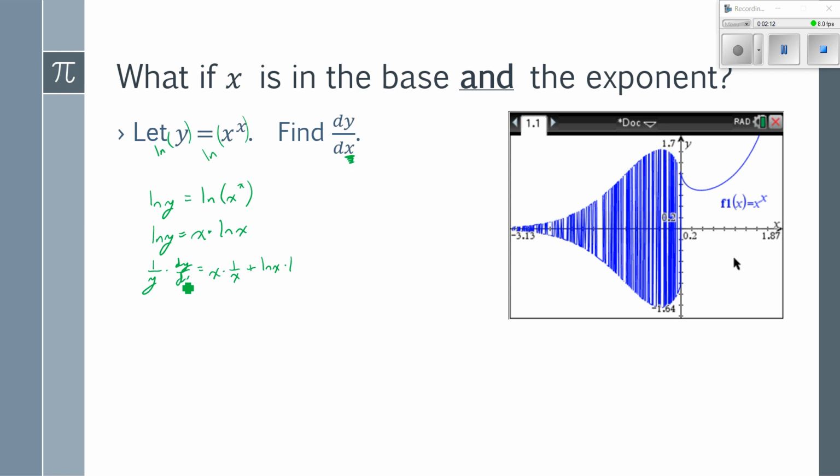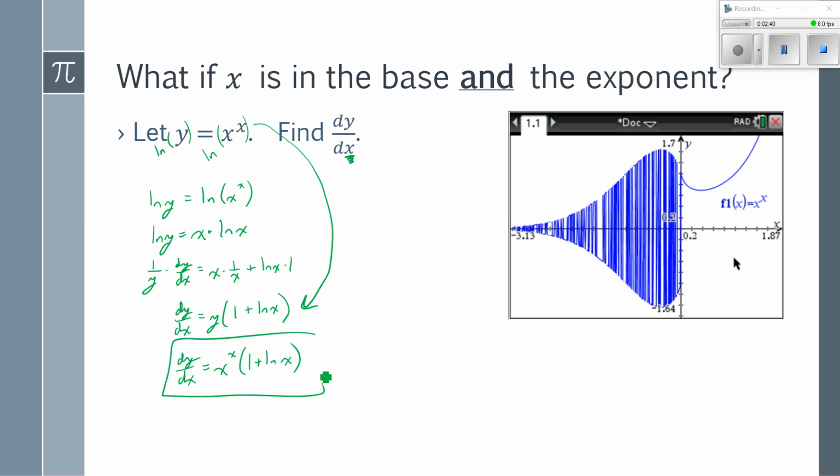I need now to isolate dy/dx, so I'm going to multiply both sides by y. Well, x times 1 over x is 1, and then the natural log of x times 1 is just natural log of x. But I know from up here what y is, so I'm going to replace the y with x to the x, and there is my derivative.